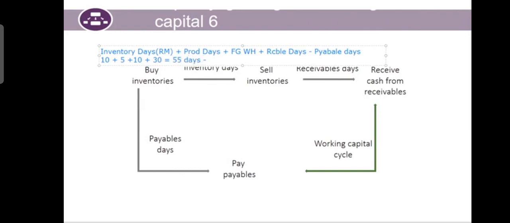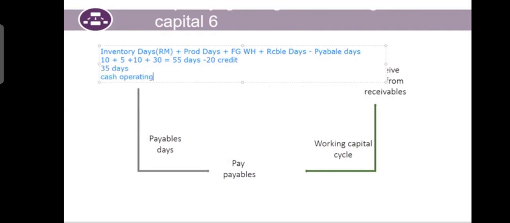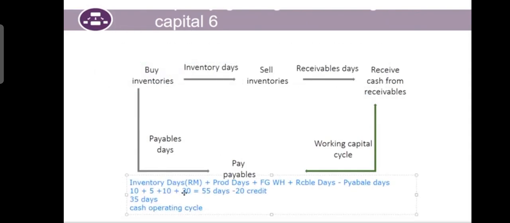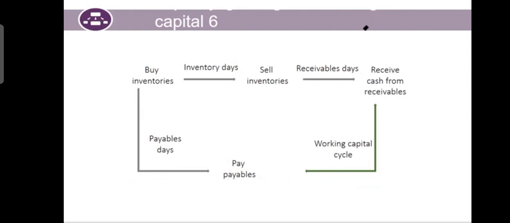But out of 55 days, I get 20 days credit from my supplier. This is my payable days. So 35 days is called my cash operating cycle. It means that we have to invest cash for 35 days because our total cycle is 55 days, but out of 55 days, 20 days credit we receive from our supplier. So 35 days we have to finance our operations. That is called cash operating cycle.